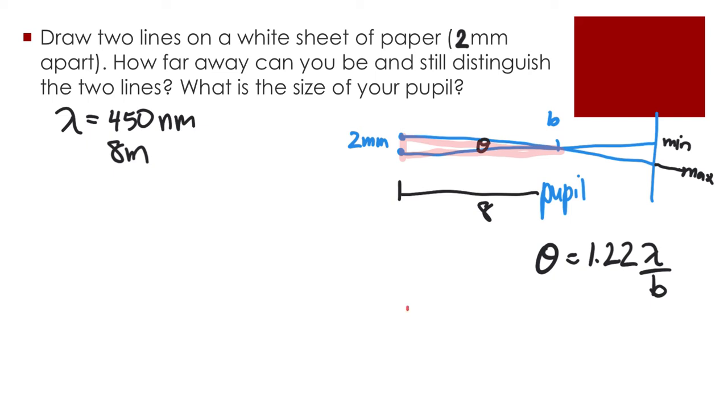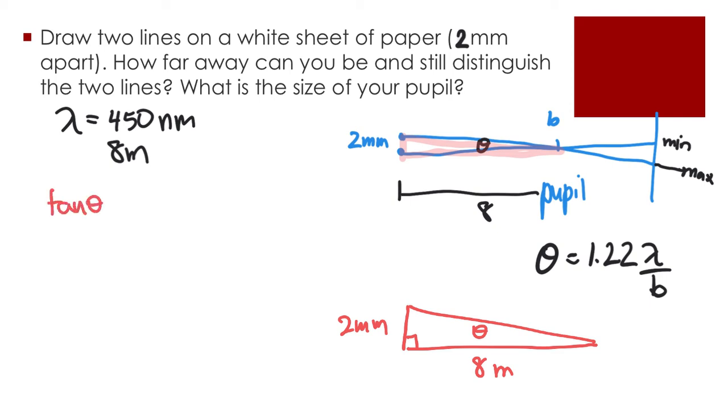So let me just draw that triangle a little bigger. We've got over here 2 millimeters. Here's my theta, and this was my 8 meters. Now, we're going to make an approximation and say it's basically a right angle. And at these small degrees, or in this case radians of theta, we can actually make our small angle approximation. If you remember, tan theta is approximately the same as sine theta, which is approximately the same as theta, as long as we're working in radians.